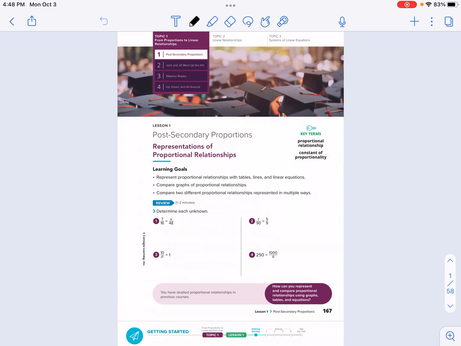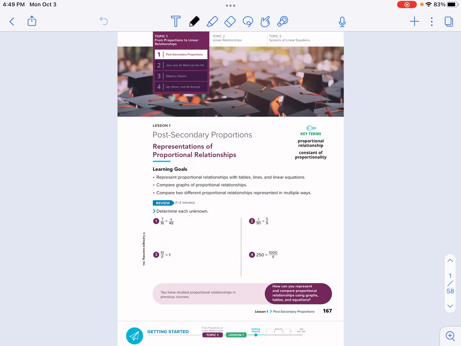Hello, we are starting on page 167, lesson 1. We're going to be going through lesson 1 and lesson 2, but we're actually going to do one part of a warm up and then a getting started prior to those lessons. So let's go and get started on the warm up here.